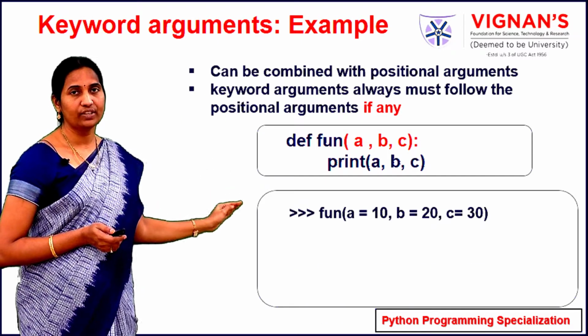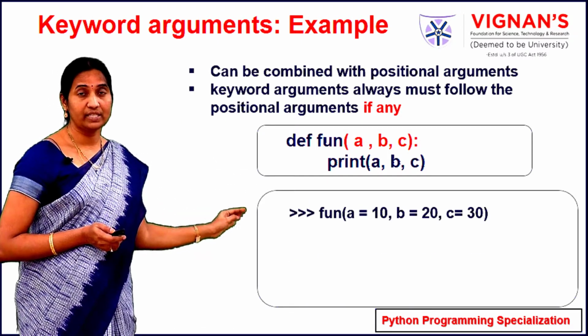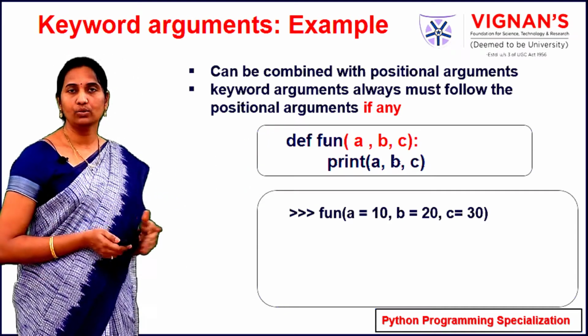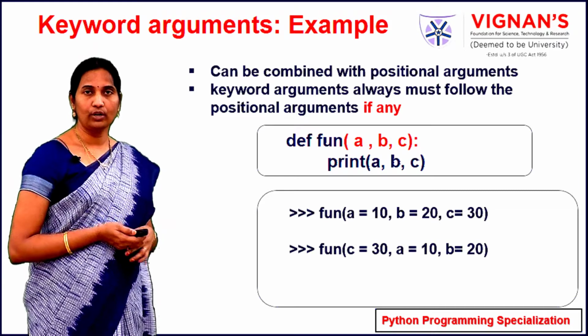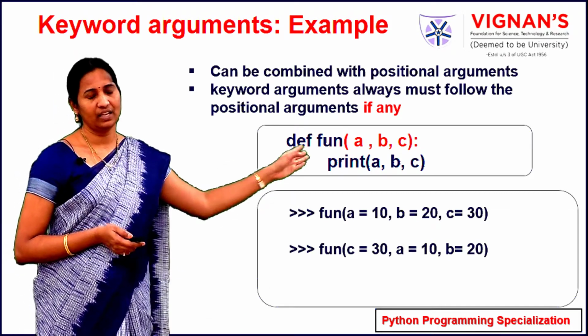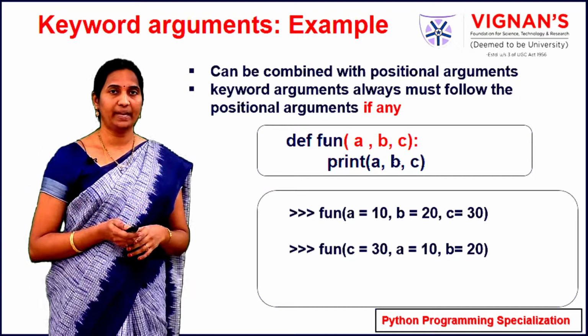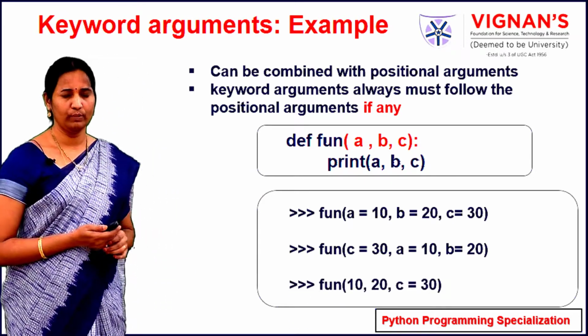Now I can call this function with the keyword arguments as a equal to 10, b equal to 20, c equal to 30. So the same order I am using, but you can use a different order also. So c first, then a second, b third. So that's how I can change the order in which you are passing the parameters by using the keyword arguments.